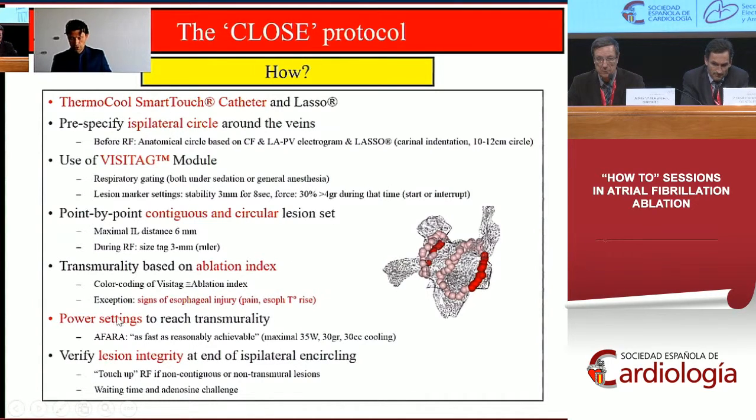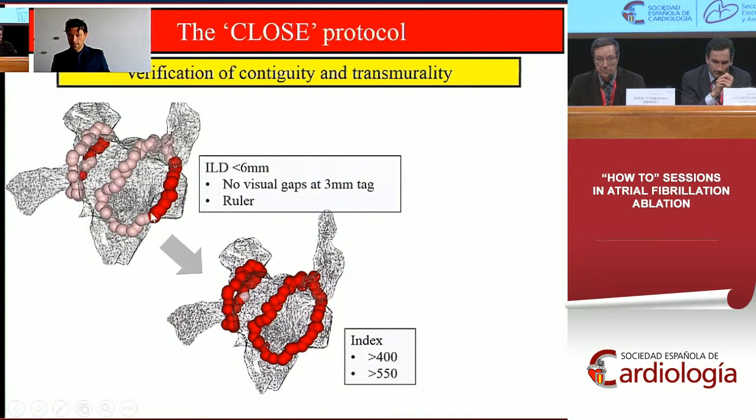What is the power we're going to use? Can be 25, 30, 35. Most of the time we use high power because it accelerates your process. At the end, we only leave the lab when we have verified the criteria for contiguity and transmurality. Here we see the test for interlesion distance. We measure with the ruler. And the check for transmurality is just playing with the color-coded bars to see whether everything is red, etc. So that is easy. But that is the check, and we will never leave the room before the criteria are met.